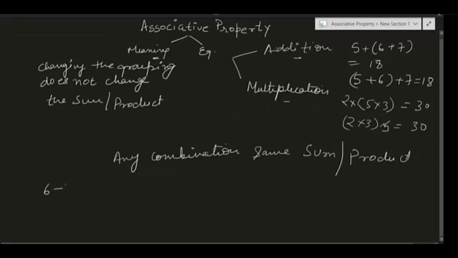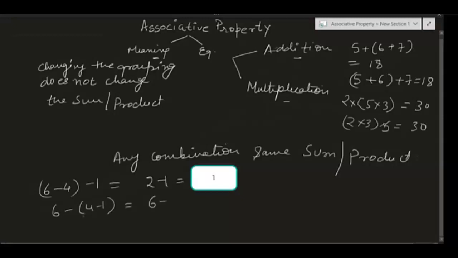Let us try this associative property in the case of subtraction. 6 minus 4 minus 1. How much does it give? 1, because 6 minus 4 is 2 and 2 minus 1 is 1. Now look at this. Let us change the combination. We shall write it like this: 6 minus, and now in parenthesis 4 minus 1. This 4 minus 1 is 3 and 6 minus 3 is 3. So we do not get the same answers.